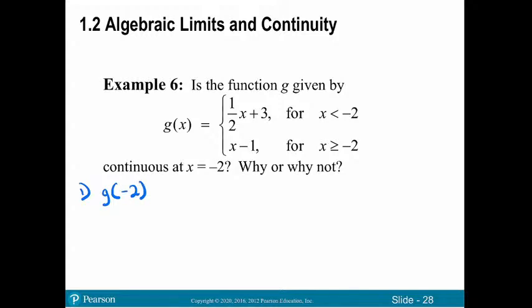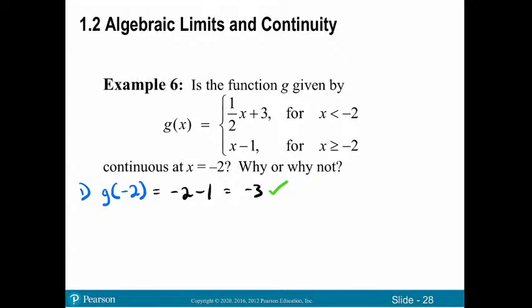So g of -2, if we plug in -2, when x is equal to -2, this says to use line 2. So that's going to be -2 minus 1, which is -3. So the function is defined. The first condition is satisfied. It exists. It's defined at -2. Second, we need to show that the limit exists. In order for the limit to exist, the left-hand limit has to equal the right-hand limit.